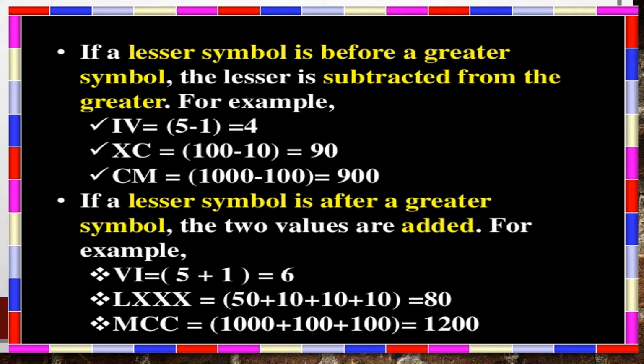Now, if a lesser symbol is after a greater symbol, the two values are added. See here, VI, that is 5 plus 1 is 6. LXXX, as it can be repeated up to 3 times only: 50 plus 10 plus 10 plus 10, that means 80. MCC, that means 1000 plus 100 plus 100, that will be 1200. So you can add it, as it is after a greater symbol or towards the right of it.